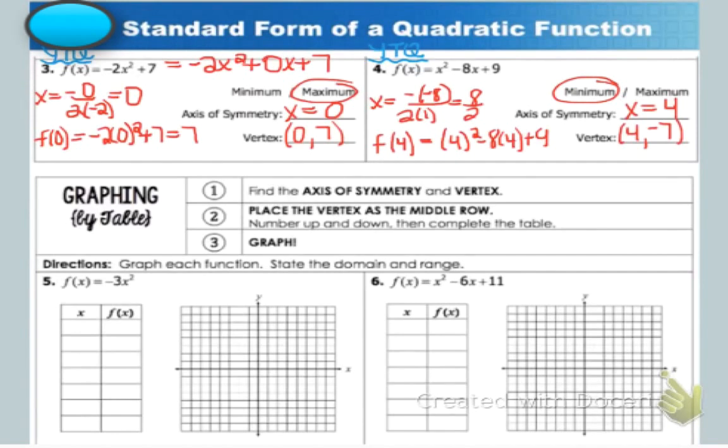All right, so thank you for trying those and tuning back in. So let's take a moment and check our answers. Number 3 represents a maximum. The vertex would represent a maximum.